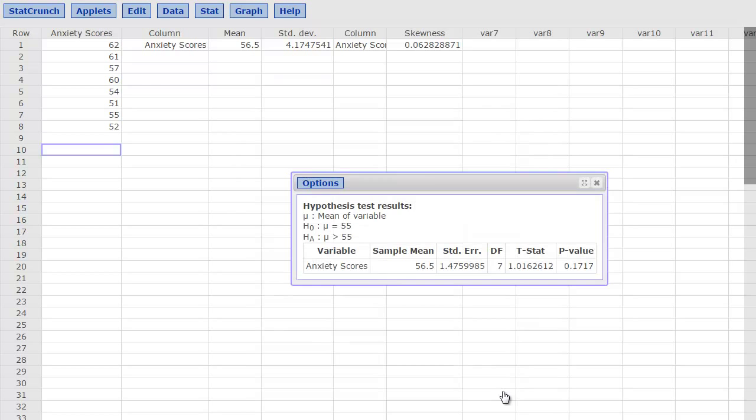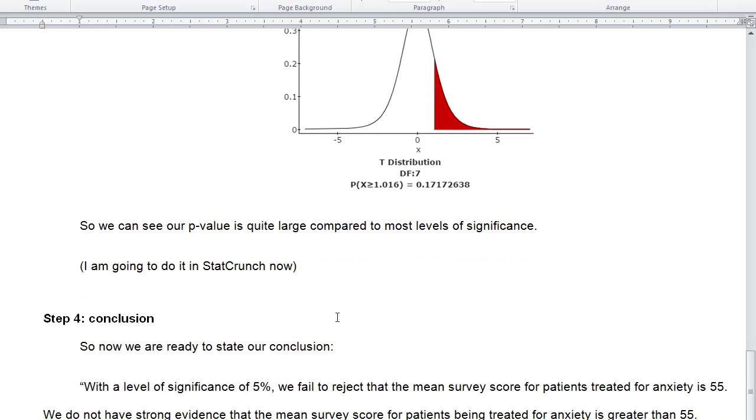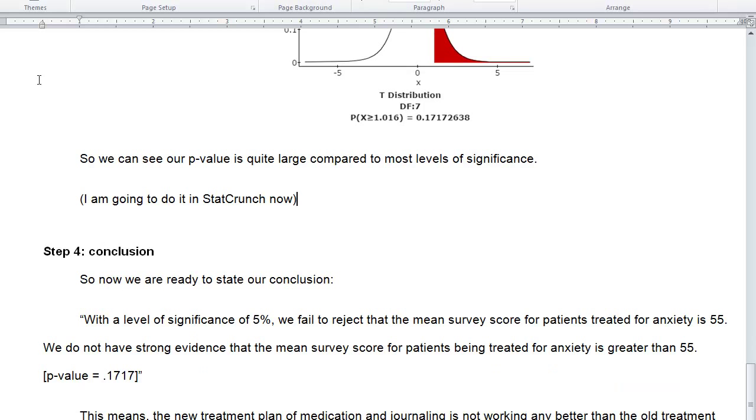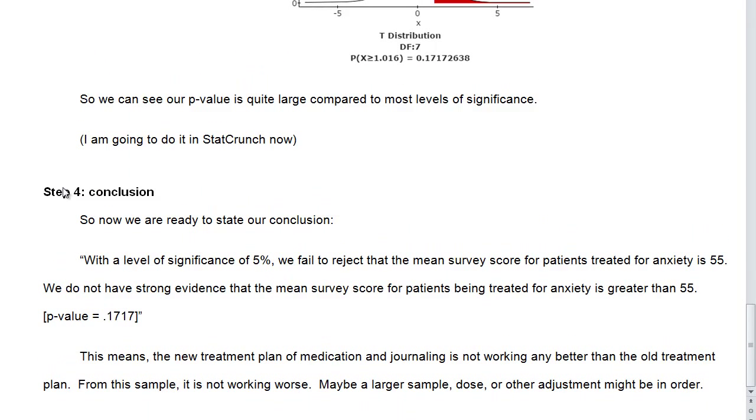So all I have to do is click compute, and I will see here is my null hypothesis, here's my alternative hypothesis, here's my sample mean and standard error, right? And so with my degrees of freedom, here's my t-stat, and here's my p-value. Those are all exactly what I got when I did the hand calculation. So this is a super nice tool, okay? So there it is in StatCrunch. So now it's time for the... Oh, wait, too far down. So this is time for the conclusion, right?